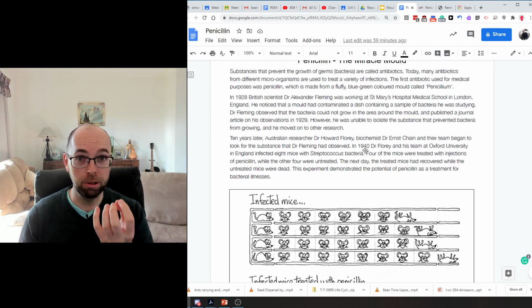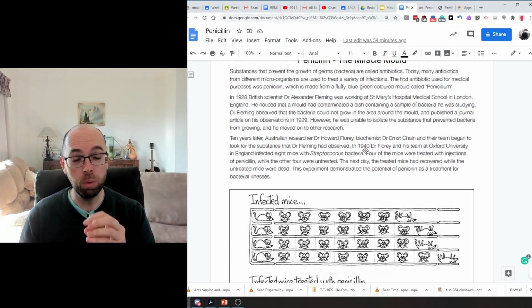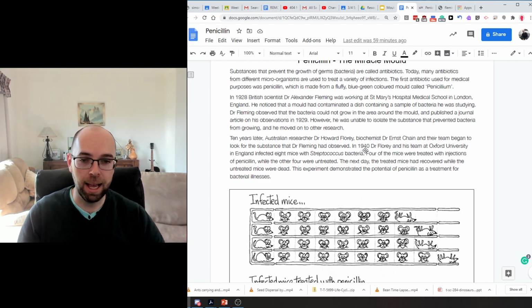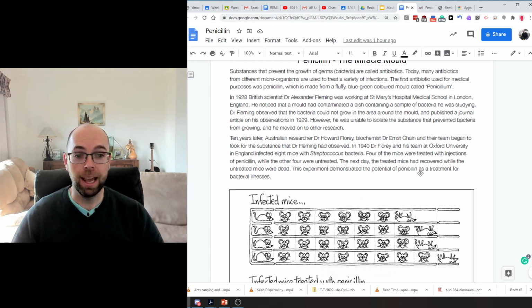Streptococcus is a bad microorganism, and it would kill the mice. So they purposely gave 8 mice this bad germ. 4 of the mice were treated with injections of penicillin from the mold, while the other 4 were untreated. They didn't get any penicillin. The next day, the treated mice who got the penicillin had recovered, while the untreated mice were dead. This experiment demonstrated the potential of penicillin as a treatment for bacterial illnesses.